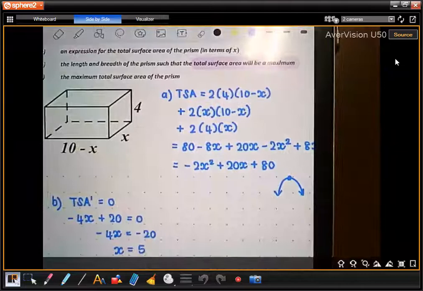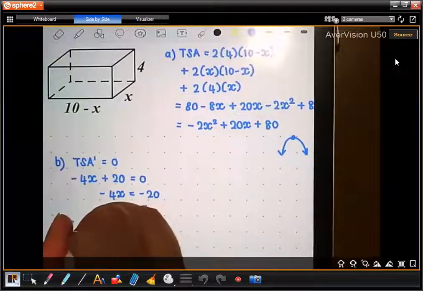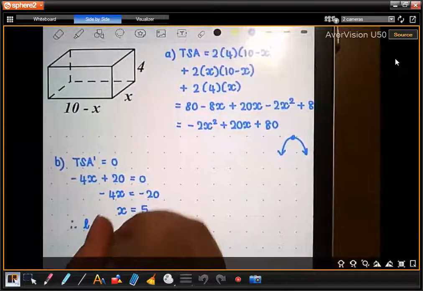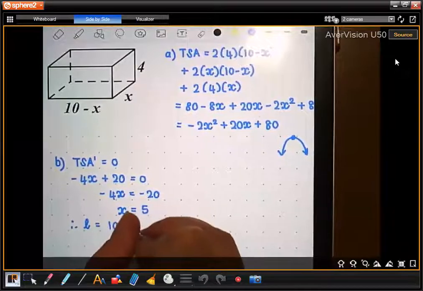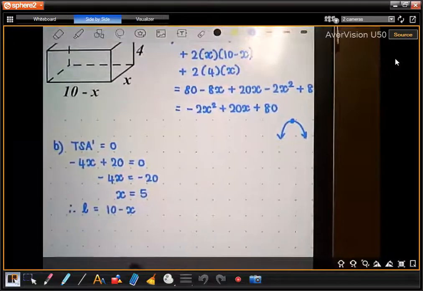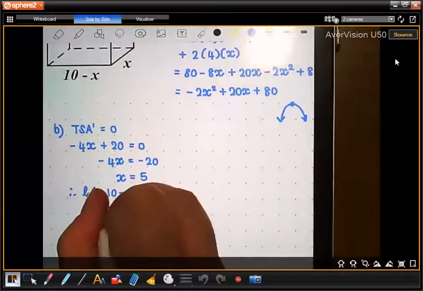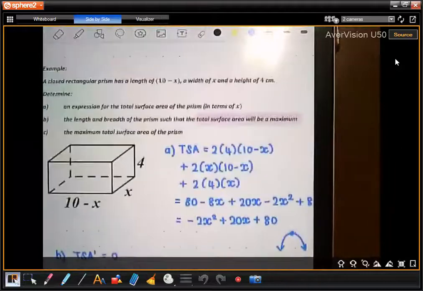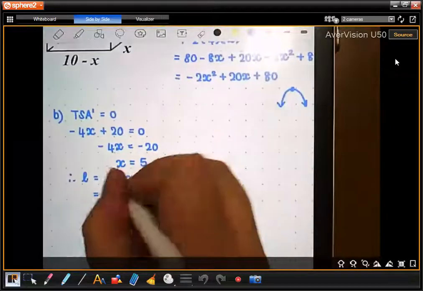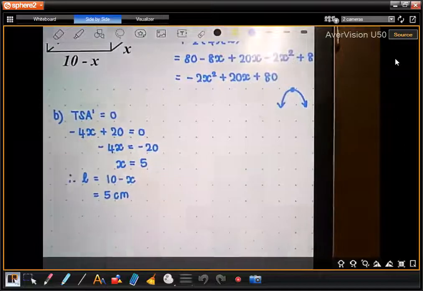All right, so the length is 10 minus x. So therefore, the length is, I'm going to write 10 minus x here so that you remember where this is coming from. But now we know that x is 5. So what is that? 10 minus 5 is 5. Centimeters, yes. Okay, so the length is 5 centimeters.